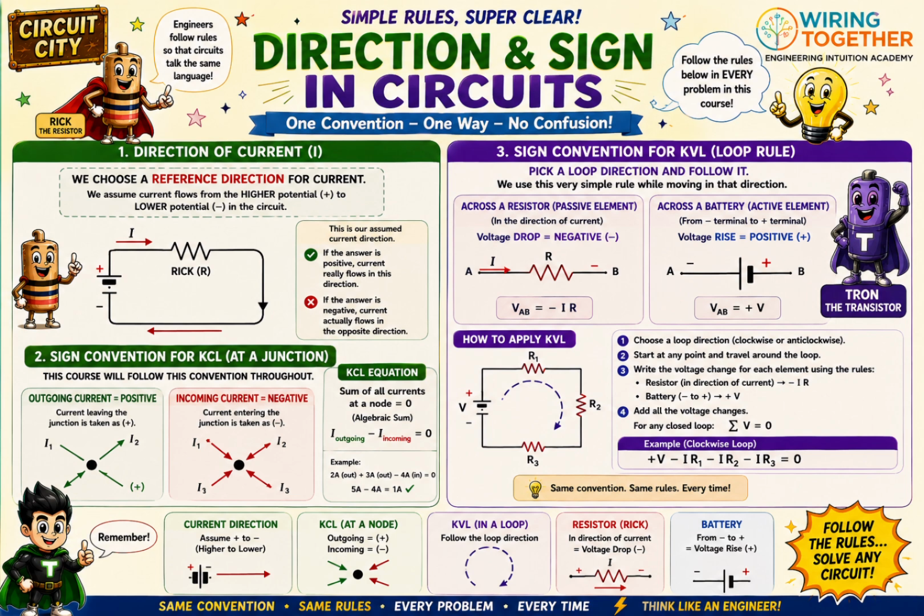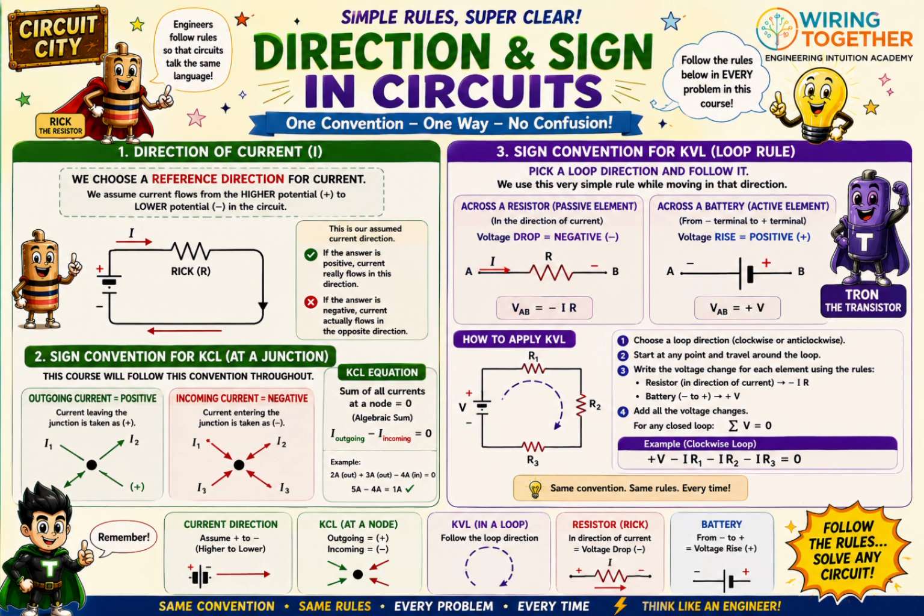Now for the big one: the sign convention for KVL, our loop rule. Here's the trick. First, you pick a direction to walk around your loop, clockwise or counterclockwise, and once you pick it, you stick with it the whole way around, just like walking around a racetrack in one direction. As you walk past a resistor in the same direction as the current, the voltage drops, so we write that as negative. But when you walk past a battery from its minus side to its plus side, the voltage rises, so we write that as positive.